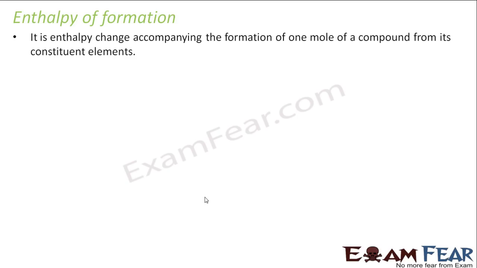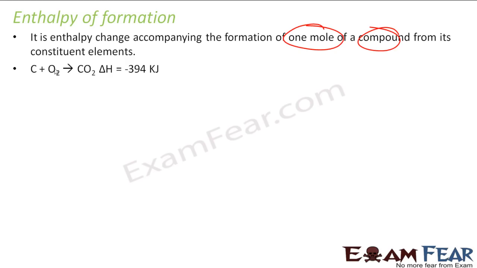As I told, in the enthalpy of reactions, we have different kinds. The first was the enthalpy of formation. So, if the enthalpy change accompanies formation of a compound from some reactants, that type of enthalpy is called the enthalpy of formation, where you are forming something, right? For example, you add carbon and oxygen, you form CO2. So, if you are forming carbon dioxide, such an example is enthalpy of formation.